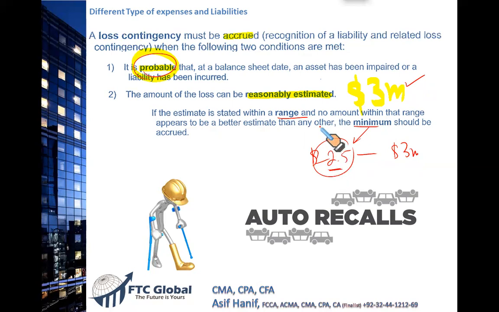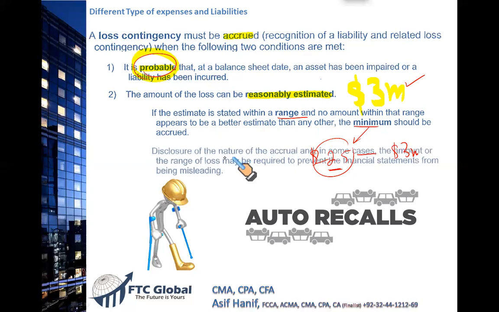You will not only book it as a loss in your income statement, you must also disclose in the detailed notes what happened. Amir got injured. Amir has filed a case against us in the court of law, and the compensation might be somewhere between 2.5 to 3 million, so that the users of the financial statements will know what is going on.